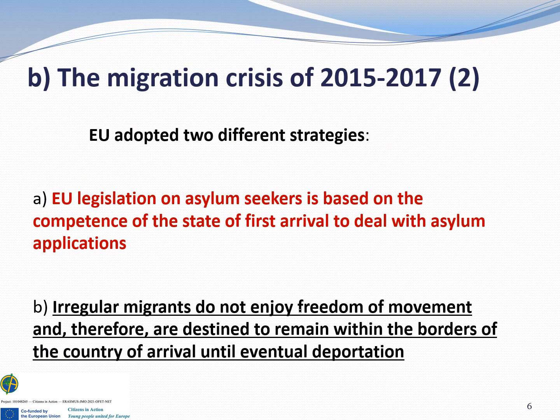The European Union decided to adopt two different strategies. On the one hand, European Union legislation on asylum seekers is based on the competence of the state of first arrival to deal with asylum applications. On the other hand, irregular migrants do not enjoy freedom of movement and, therefore, are destined to remain within the borders of the country of arrival until eventual deportation.